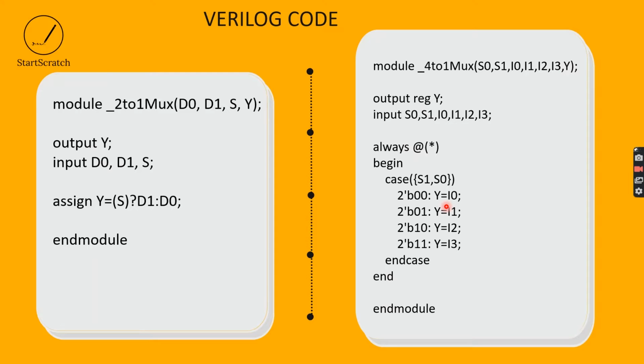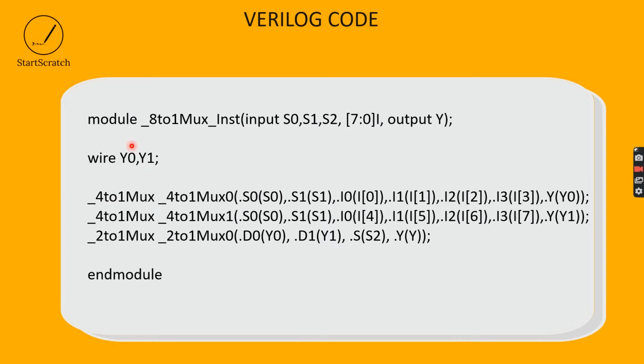Now, let's move to the coding part. Here is the code for 2:1 multiplexer and the 4:1 multiplexer, which I had already explained in my previous videos, and I used it here to explain how instantiation works. Here is my 8:1 multiplexer. I gave the module name as 821 mux underscore inst, meaning instantiation. I just took it like that.